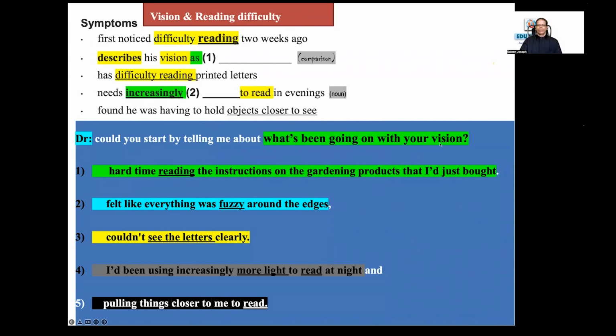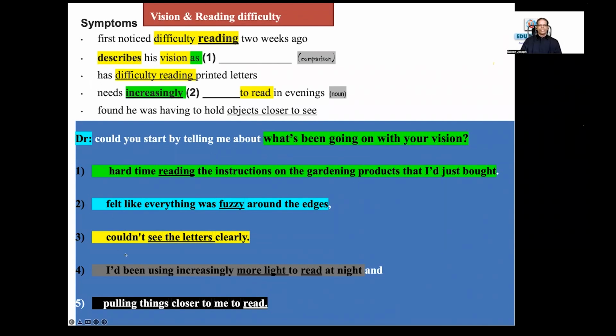what's been going on with your vision is the side heading. Now, what are the symptoms mentioned in what's been going on with your vision. Hard time reading the instructions on the gardening products that I had just brought. See, difficulty reading printed letters. I'll show you. Felt like everything was fuzzy around the edges, couldn't see the letters clearly. Had been using increasingly more light to read at midnight and pulling things closer to me to read. So what's been going on with your vision?